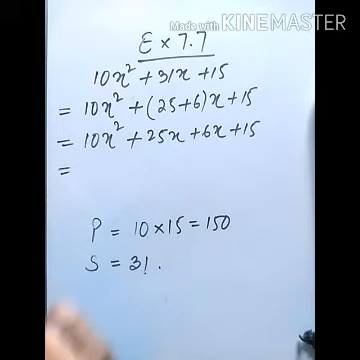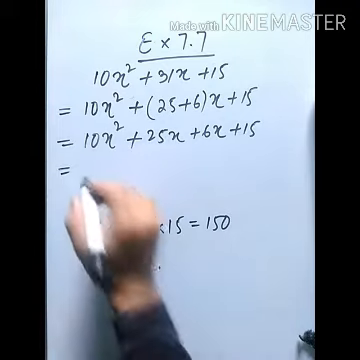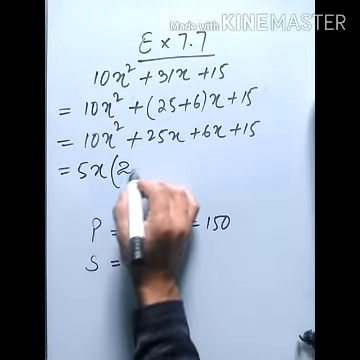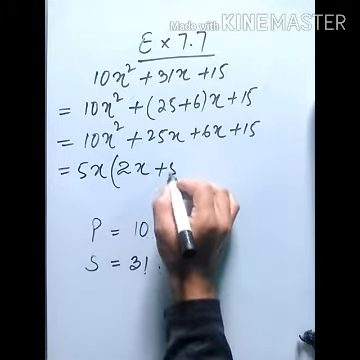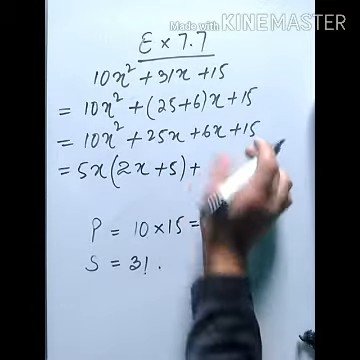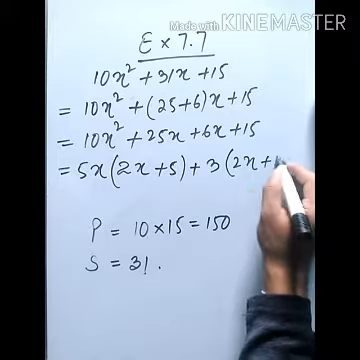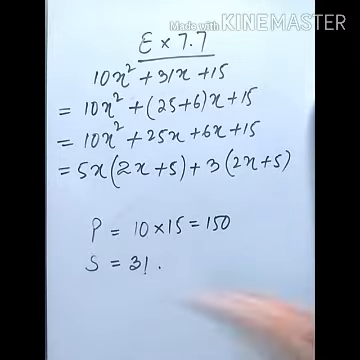So from the first two terms we can take 5 common and even x common. So here 5x, 5 2s are 10, so here 2, and here x, 5 5s are 25. Even from the last two terms we can take 3 common, so here 2x plus 5.